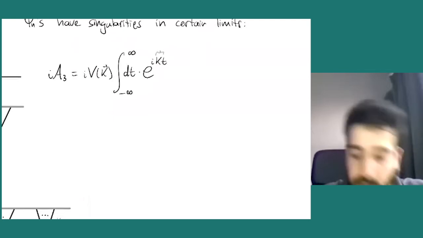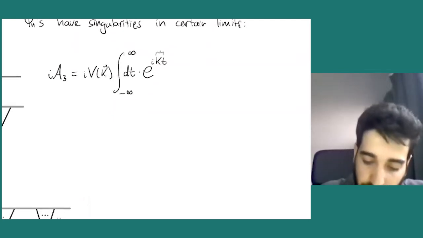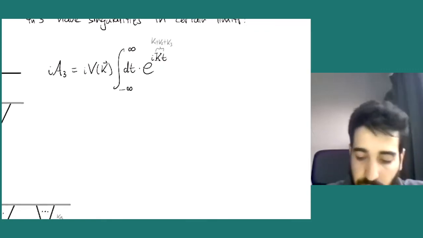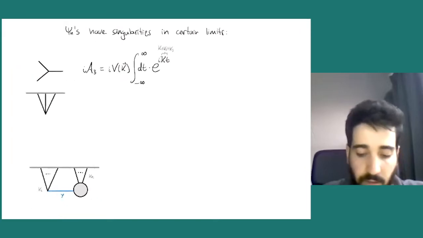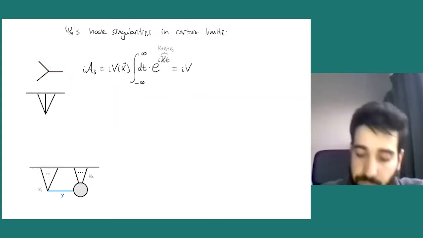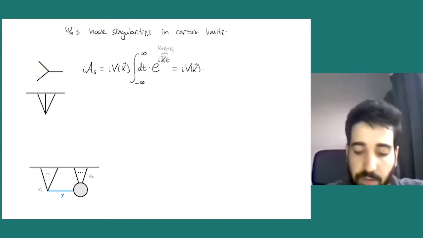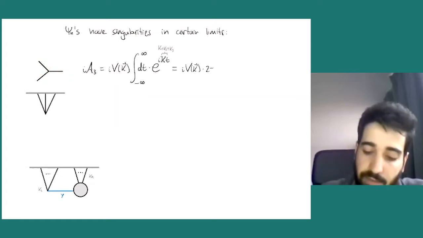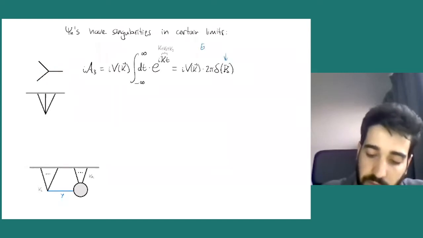K is actually big K, capital K, to make it more clear, and it's the sum of the three energies of the momenta of these three legs. And if you do this integral, you get the vertex factor, and then a delta function of this capital K. So this delta function is imposing energy conservation.